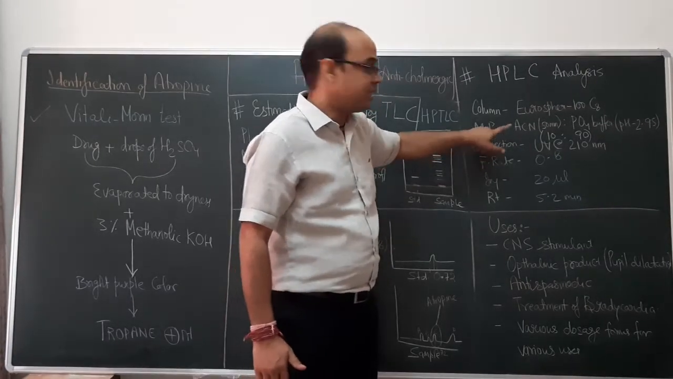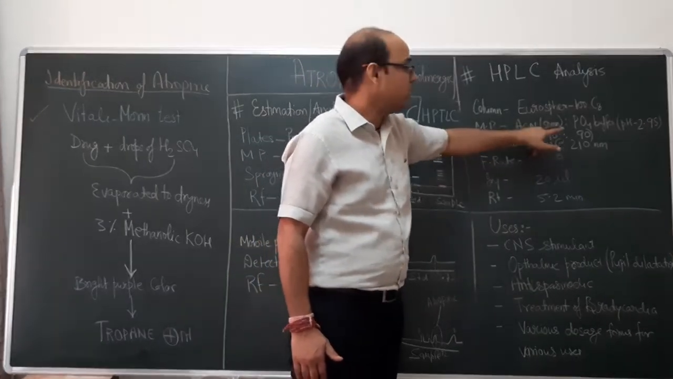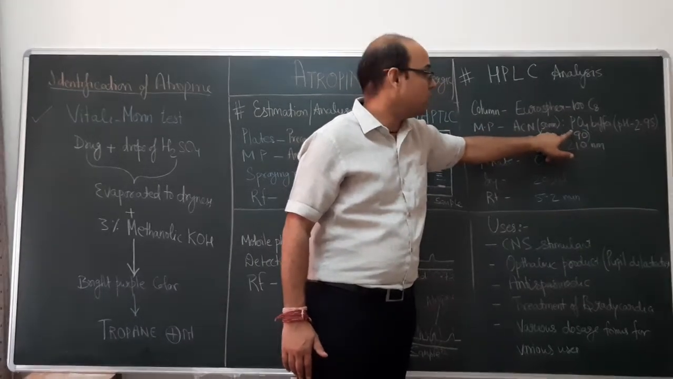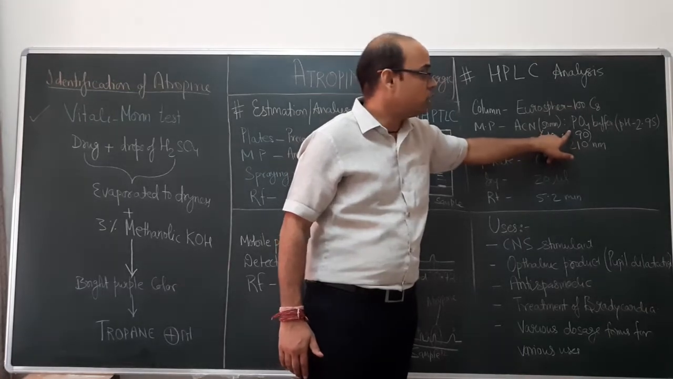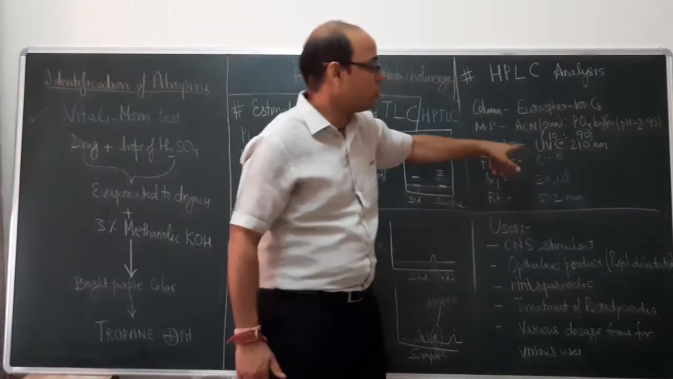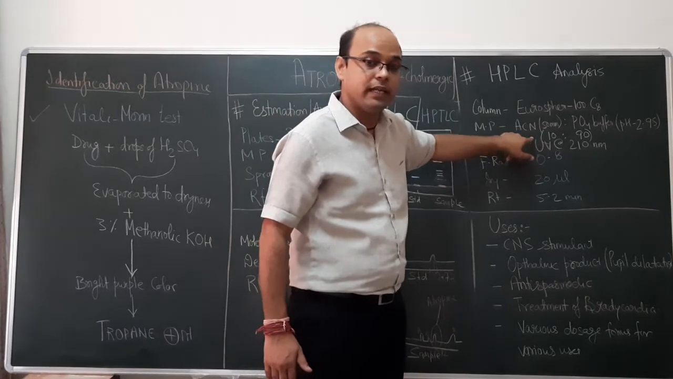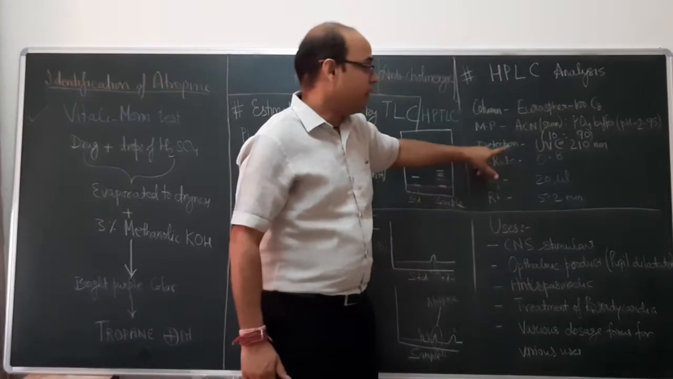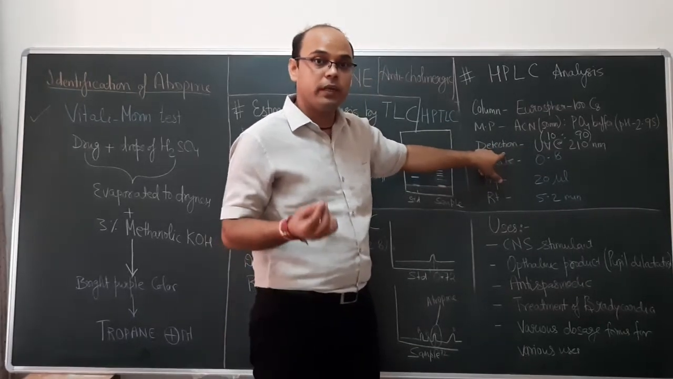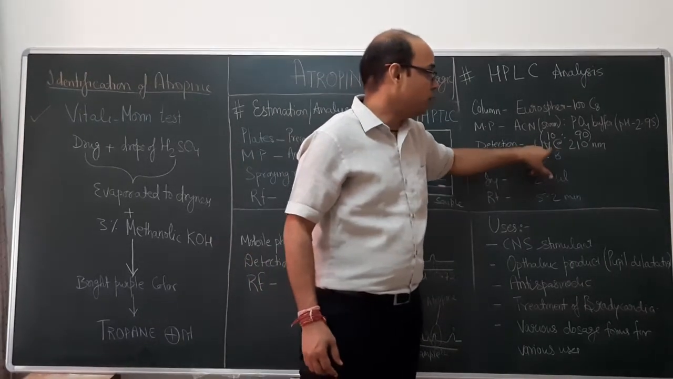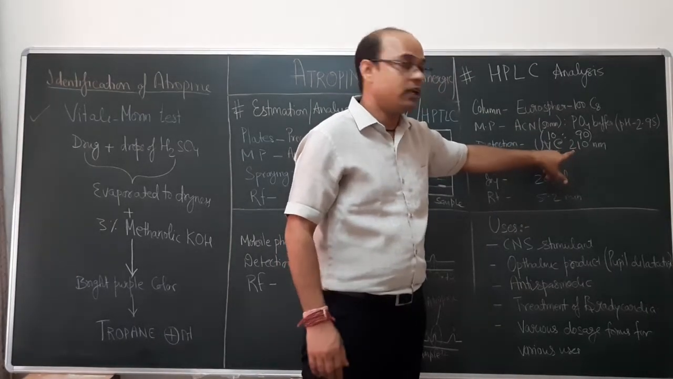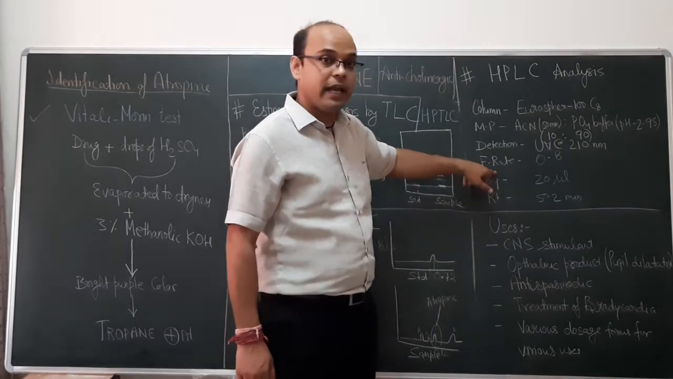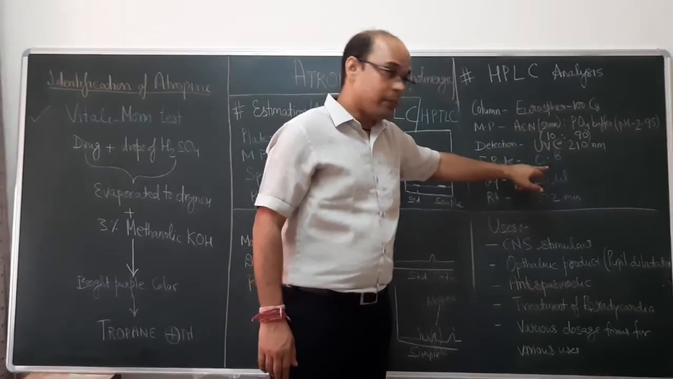Mobile phase we have used acetonitrile 50 millimoles along with the phosphate buffer in a ratio. The pH of the phosphate buffer was 2.95, and the ratio is 10:90. Acetonitrile 10 part and 90 is the phosphate buffer part. We have detected the atropine in HPLC using the UV detector at 210 nanometers, and the flow rate was maintained at 0.8 ml per minute.